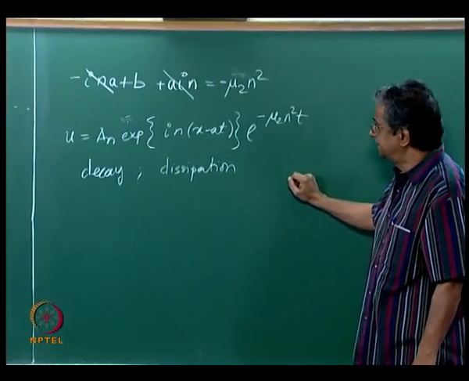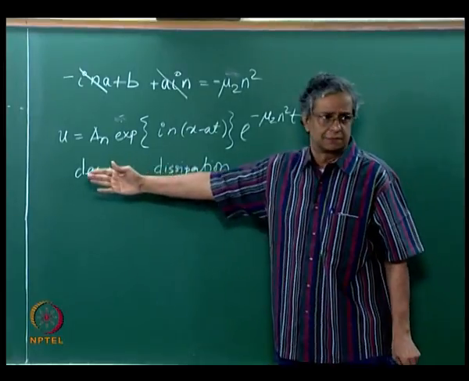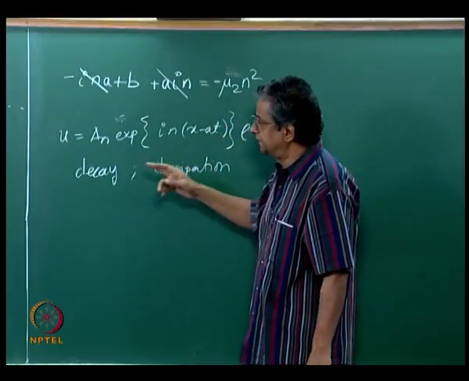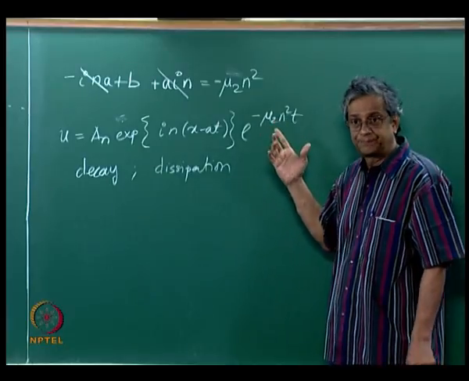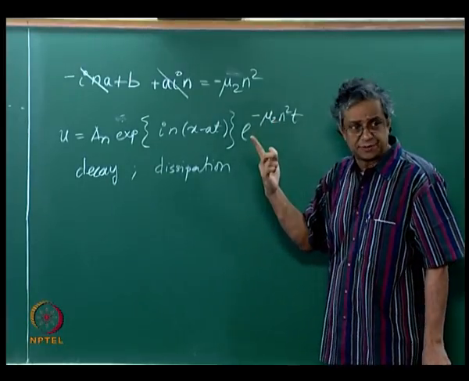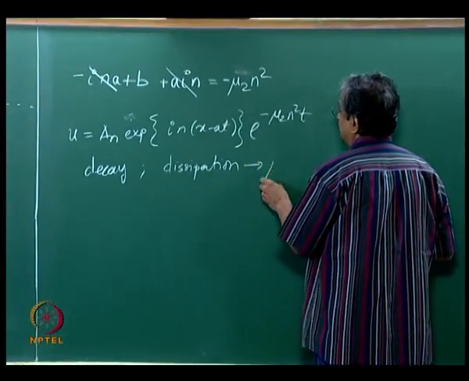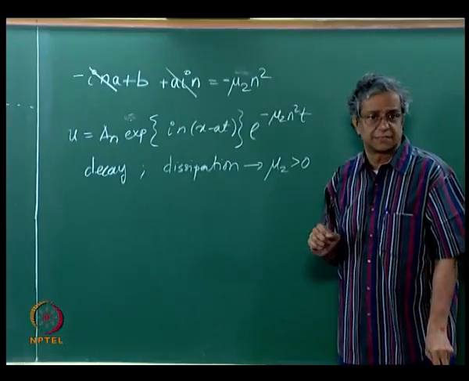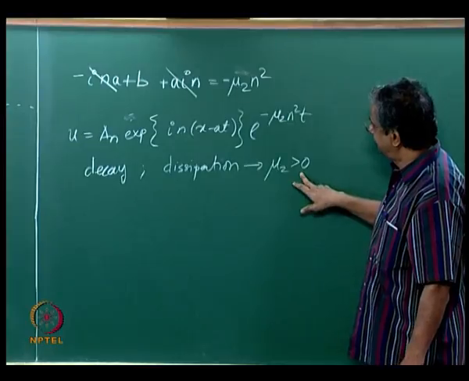The scheme is said to be dissipative. So the solution decays, is that fine? With the addition of the second derivative term, the solution decays, given that mu2 is positive. mu2 has to be greater than 0. So you get this decay if mu2 is greater than 0, is that fine? So far it looks okay, but there is something else that is interesting.